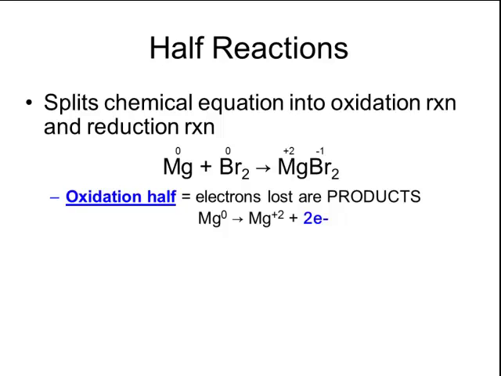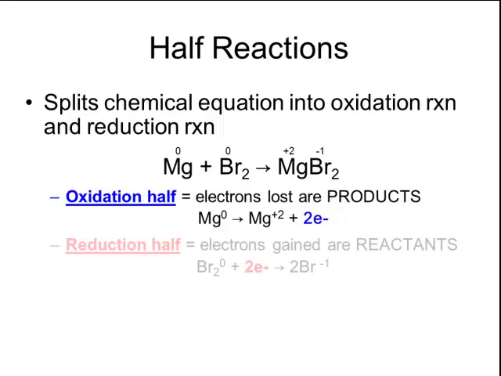And so when I write the half reactions, I show those electrons that are lost on the product side of the reaction. The bromine is therefore reduced. The bromine goes from an oxidation number of 0 to -1, so it is gaining electrons. And because the electrons are being gained, I write those on the reactant side of my half reaction.